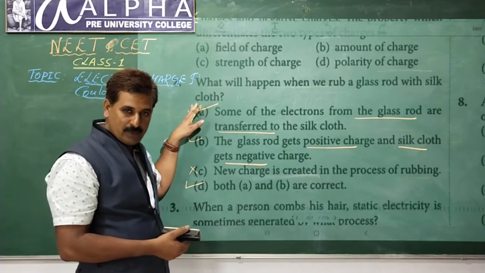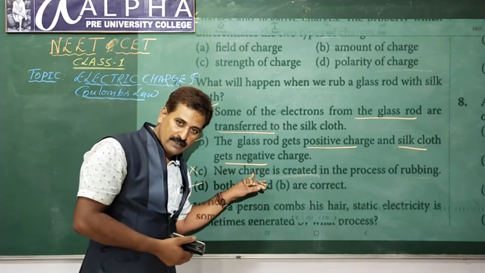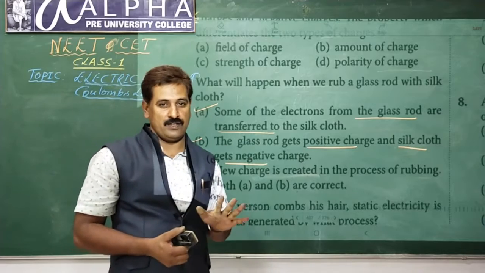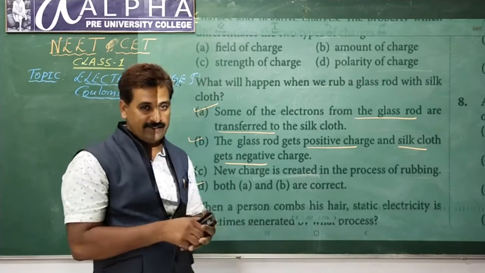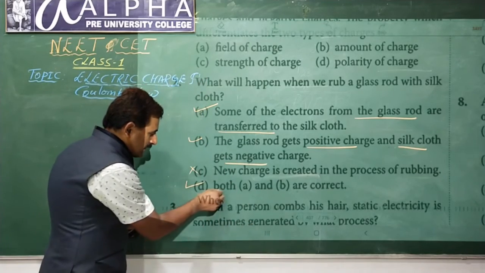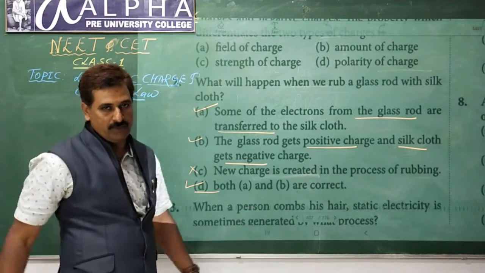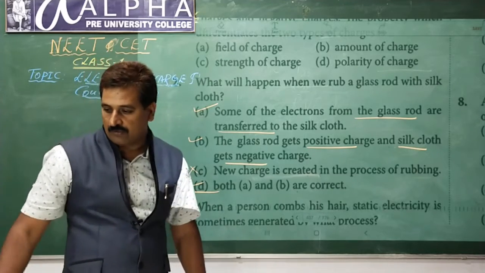Why? First option is correct, second also correct. That's why you have to go for option D. You have to be very careful in the examination. Therefore, the option is D for question 2, right? Okay, we'll move on to the third question.